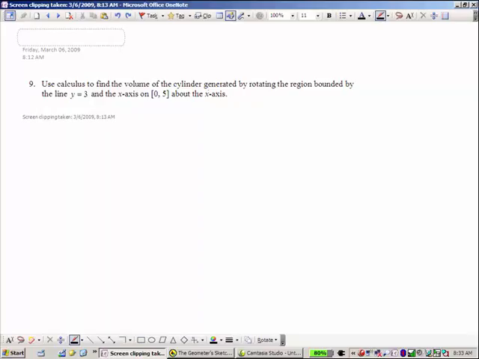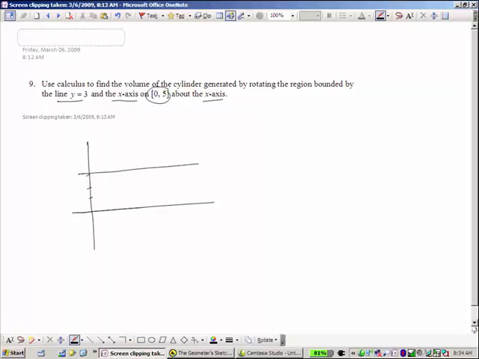All right, cylinder generated by rotating the region bounded by the line y equals 3 and the x-axis on this interval about the x-axis. All right, so what in the world are they saying? I have no idea. So we need a region bounded by y equals 3 and the x-axis. All right, so if I do y equals 3, a horizontal line, and the x-axis on the interval from 0 to 1, 2, 3, 4, 5.